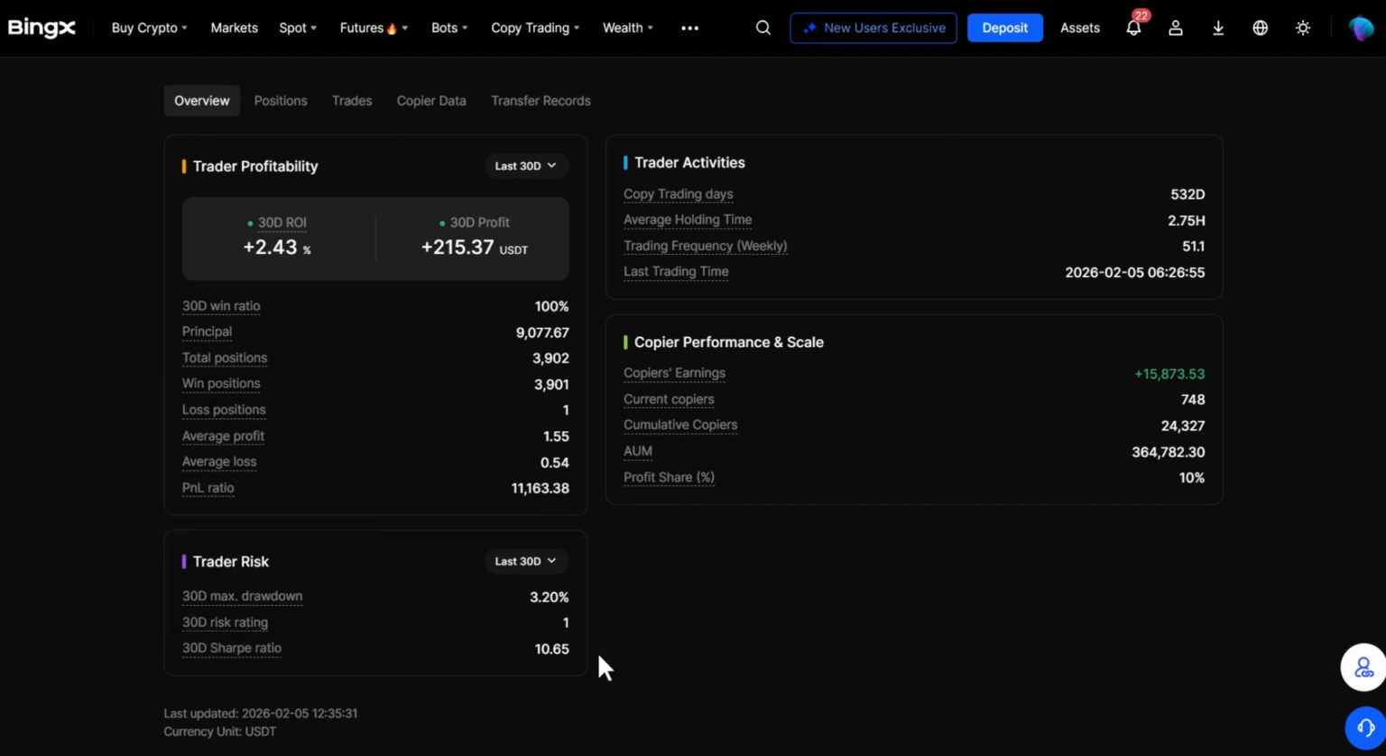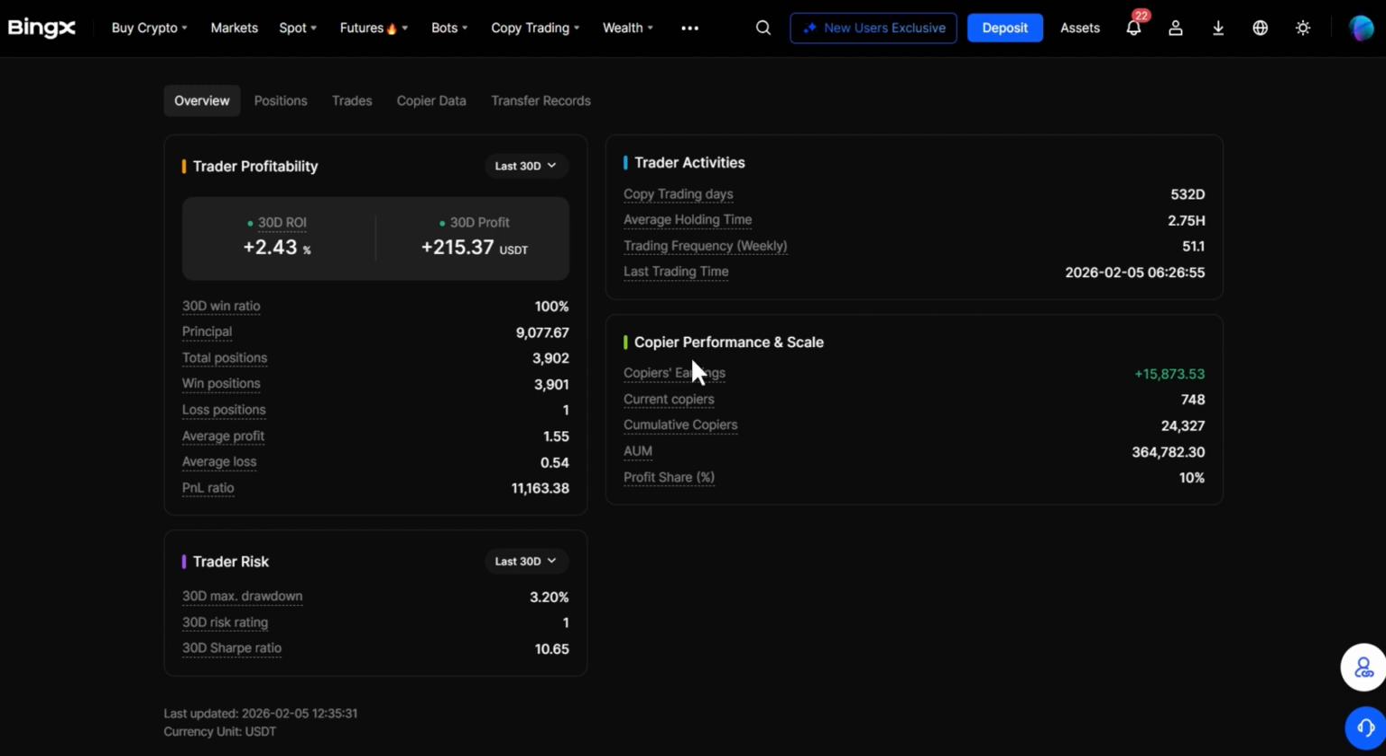Then you've got the Sharpe ratio, which is a key performance metric for measuring risk-adjusted returns. Basically, a higher Sharpe ratio means the trader is earning more excess return per unit of volatility or risk they're taking. A Sharpe ratio above 1.0 is considered good, above 2.0 is very good, and above 3.0 is excellent. This tells you whether the trader's returns are worth the risk they're taking, not just how much profit they're making.